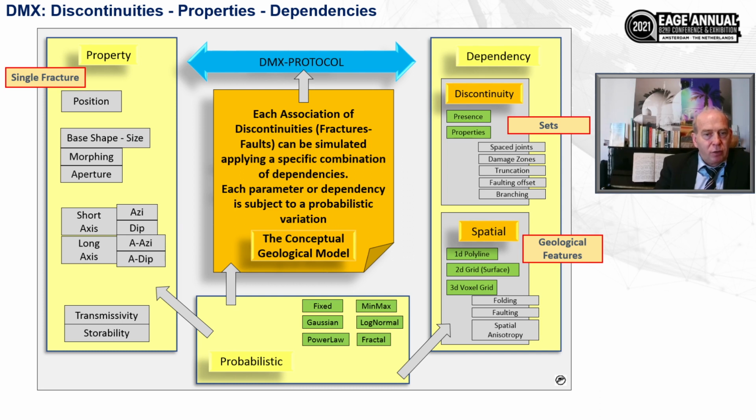In the central box on the bottom, we have all types of probabilistic variations that can be applied both to the attributes of the fractures on the left or to the dependencies themselves. So in the middle, the DMX protocol manages all these dependencies during the modeling.